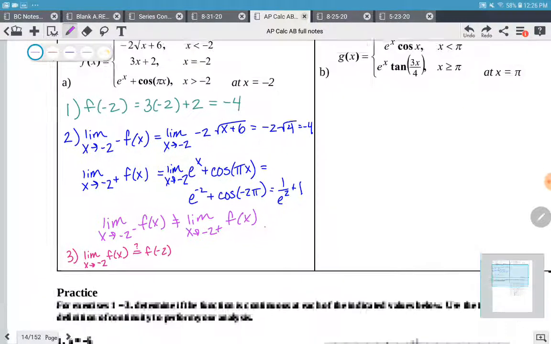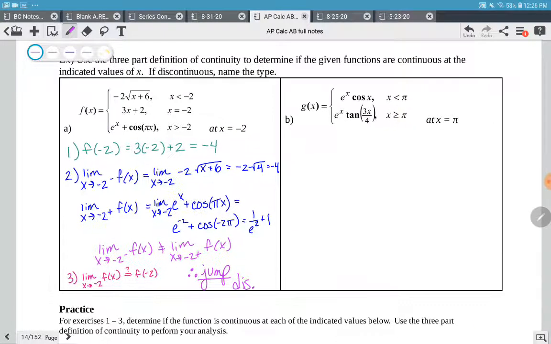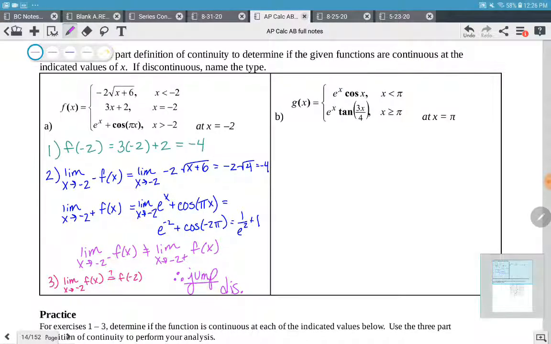Okay, so again, since the limits aren't equal, I can say therefore it's a jump discontinuity. Okay, let's go ahead and look at B.